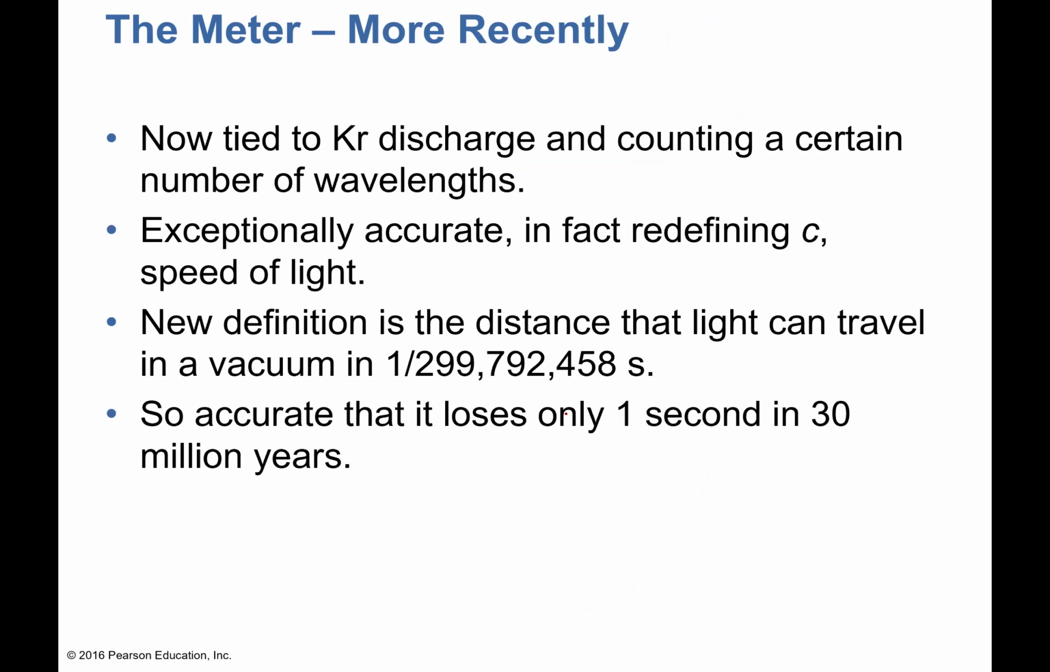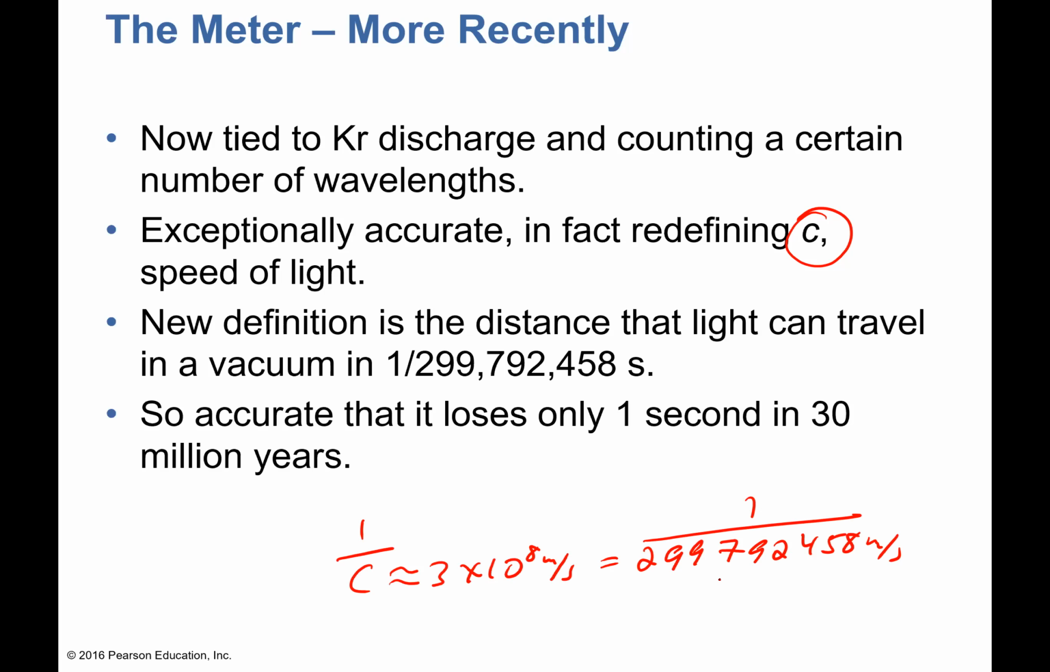Now what we have is tied to counting a certain number of wavelengths, and it's exceptionally accurate because we are using what we call the speed of light. Speed of light in vacuum, usually written as c, is roughly 3 times 10 to the 8 meters per second. More accurately, it is 299,792,458 meters per second. And then 1 over that number is what we consider to be 1 meter.